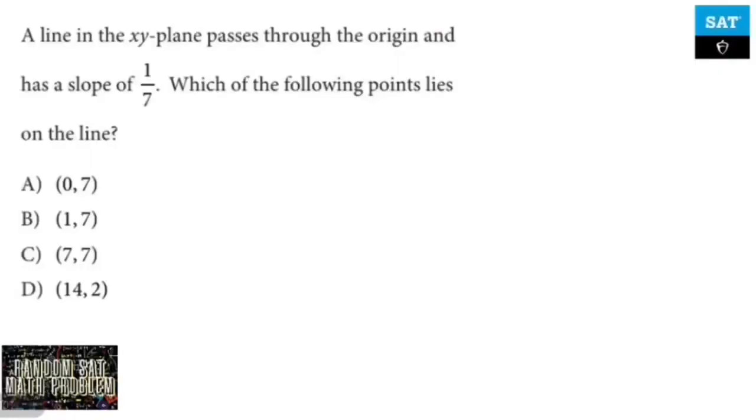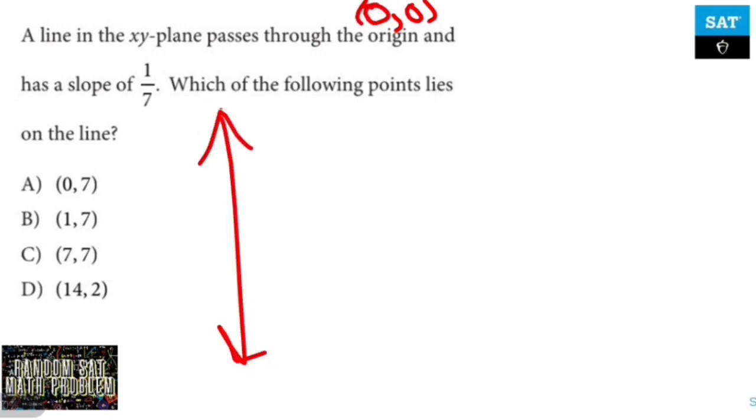A line in the xy plane passes through the origin and has a slope of 1 over 7. All right, origin 0, 0 has a slope of 1 over 7. Which of the following points is on the line? All right, so let's draw ourselves a fakey plane. Let's draw ourselves a slope that looks like it could be 1 over 7.